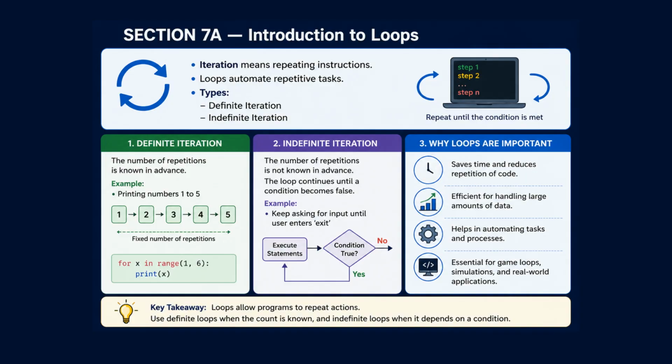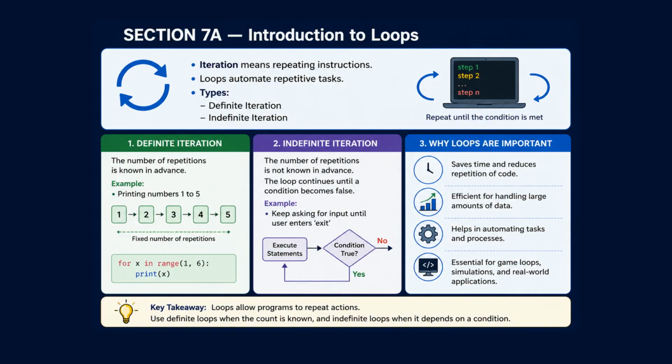The second type is indefinite iteration. Here, the number of repetitions is not known in advance. The loop continues until a condition becomes false. For example, a program may keep asking the user for input until they type exit.